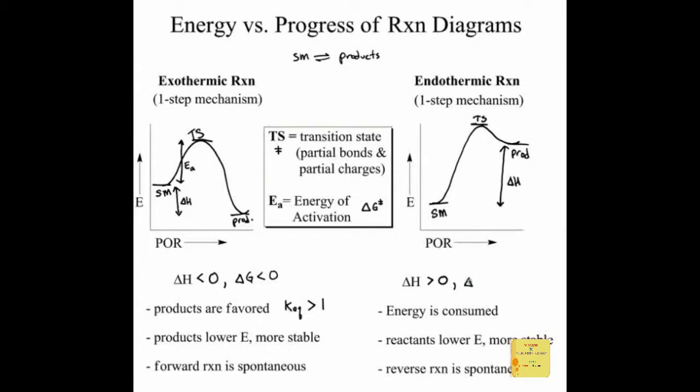And that must mean that our delta G is also going to be a positive number, greater than 0. Delta H greater than 0 tells us it's an endothermic reaction. Energy is consumed. Delta G greater than 0 tells us that this reaction is not a spontaneous one. Okay, because the reactants are lower energy, the reactants are the ones that are more stable, so the reactants are favored.